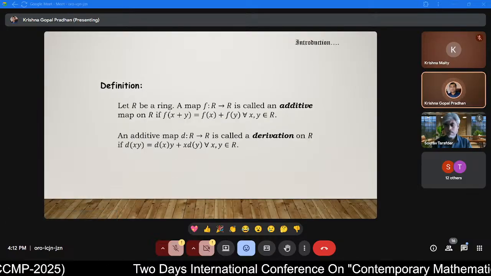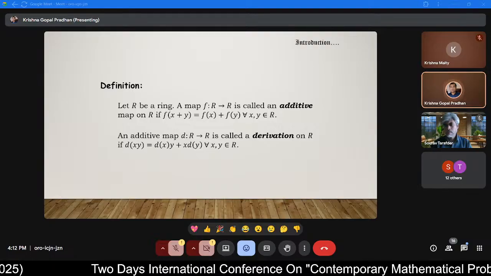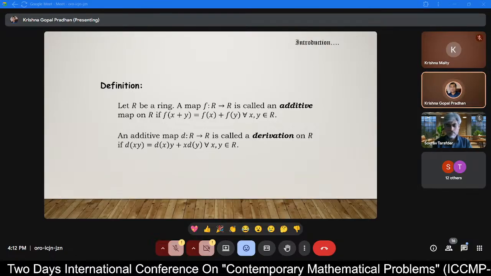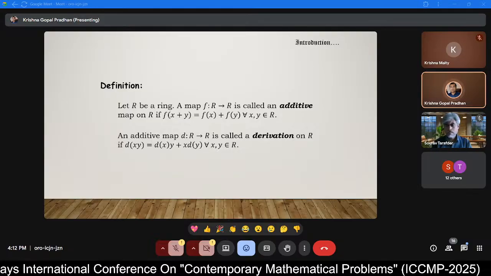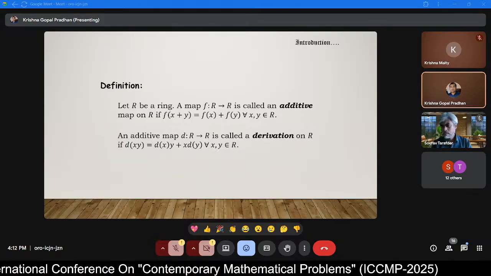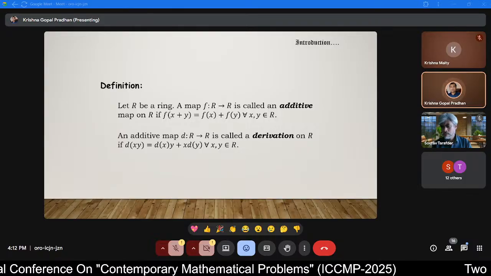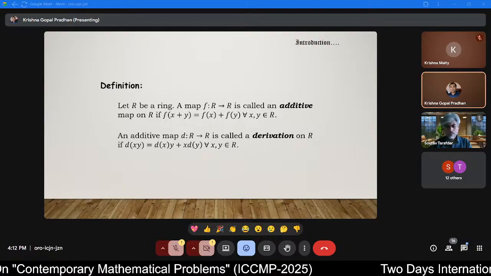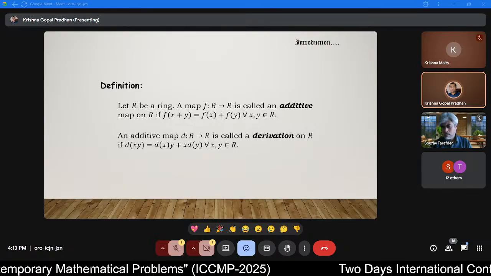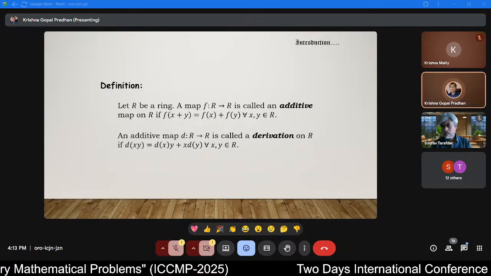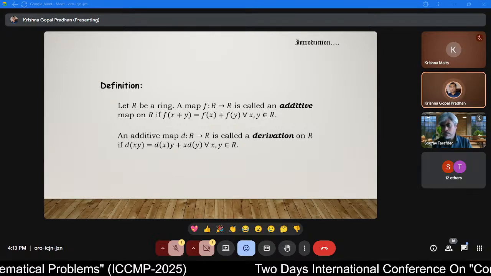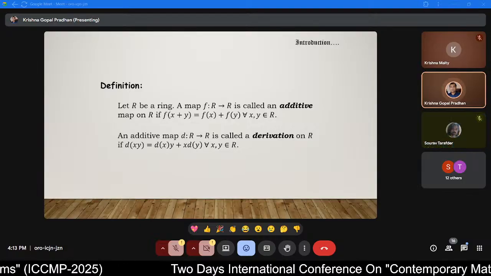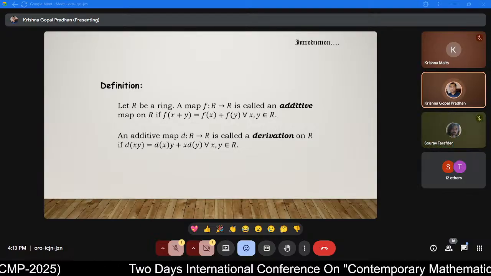Well, we define some functions on this type of ring. Let R be a ring. A map f from R to R is called an additive map on R if f of x plus y equals f of x plus f of y for all x, y belongs to R. An additive map d from R to R is called a derivation on R if d of xy equals d of x into y plus x into d of y for all x, y belongs to R.